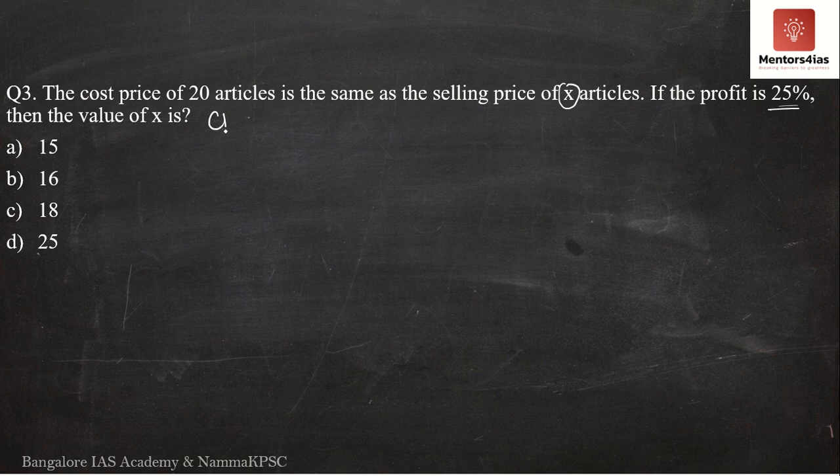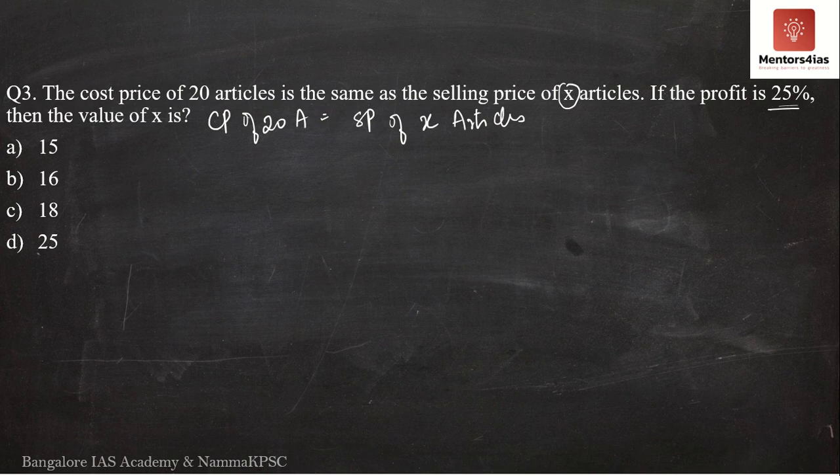So here the cost price of 20 articles is equal to the selling price of X number of articles. Now if you've understood the last two questions, try to do this particular question by yourself. Pause the video, try to do it by yourself. Okay, so me going ahead solving this particular question.